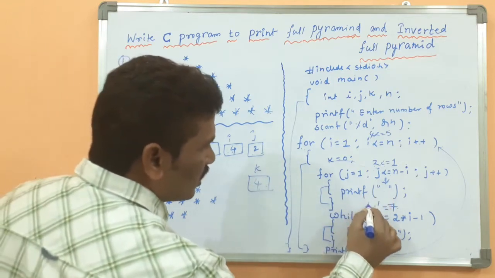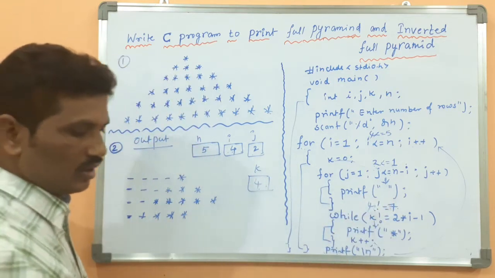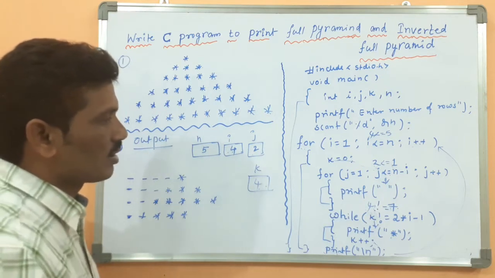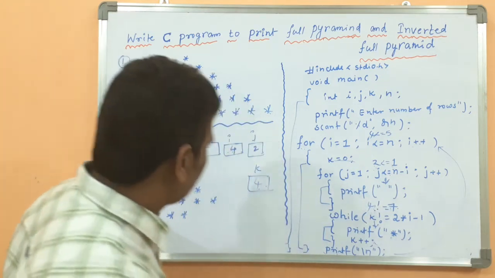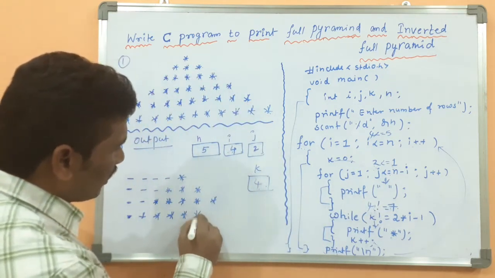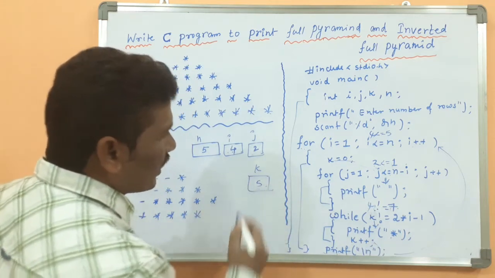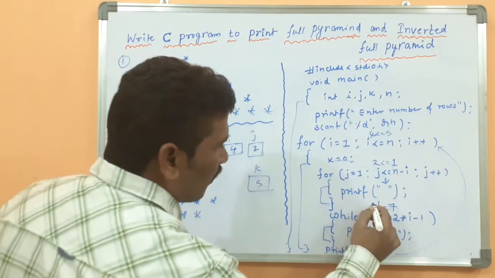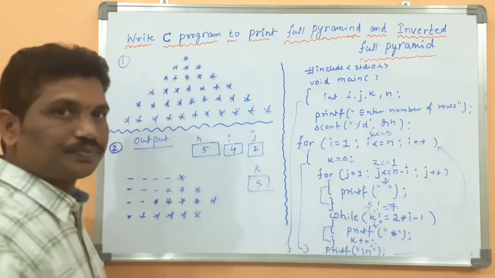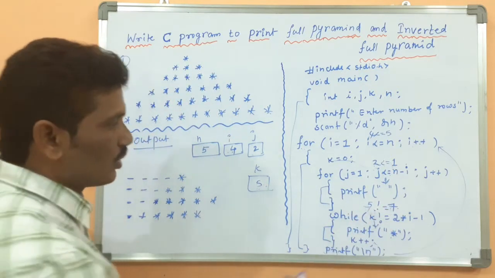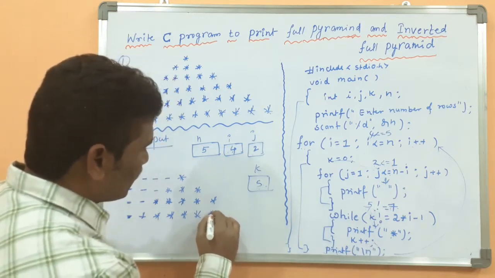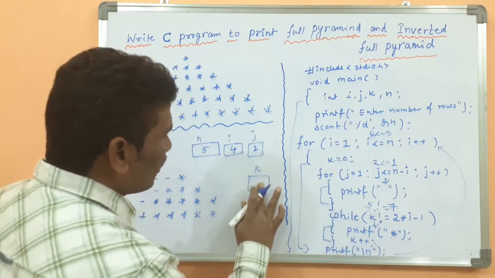4 less than or equal to 7. Then the condition becomes true. Then another star should be printed over here. Then k value is incremented by 1. K value becomes 5. Then here 5 less than or equal to 7. The condition returns true. Another star should be displayed over here. Then k value is incremented by 1.